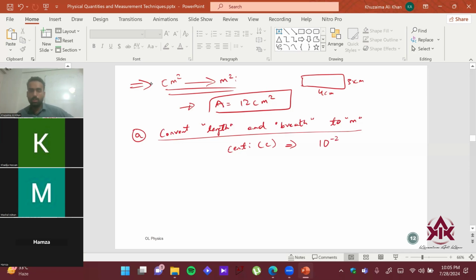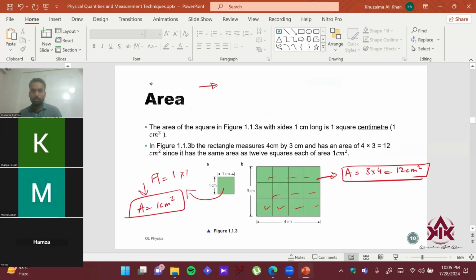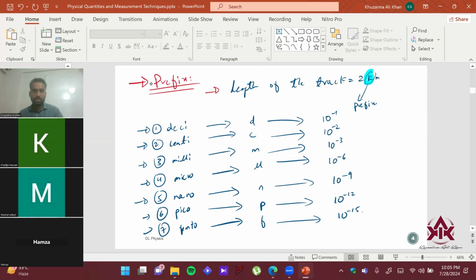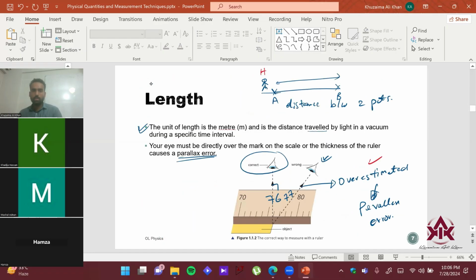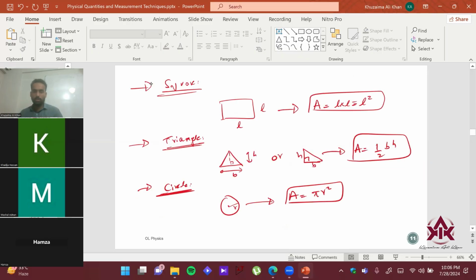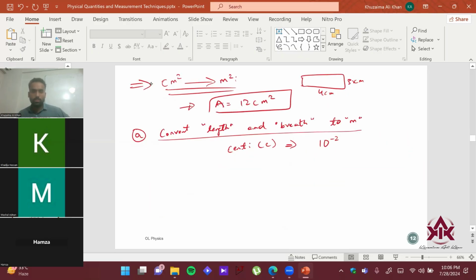So whenever you have centi, you want to remove the prefix of centi by the equivalent power, right? We have discussed the powers. We have the following powers over here which are available, right? So basically centi stands for 10 to the power minus 2, right? You can remove this centimeter by putting its equivalent power. So the length is basically 4 into 10 to the power minus 2 meters, right? And the breadth is 3 into 10 to the power minus 2 meters.